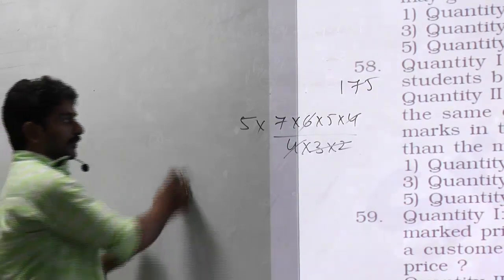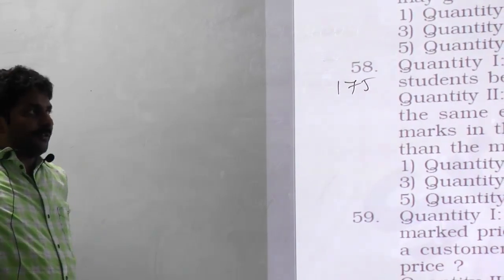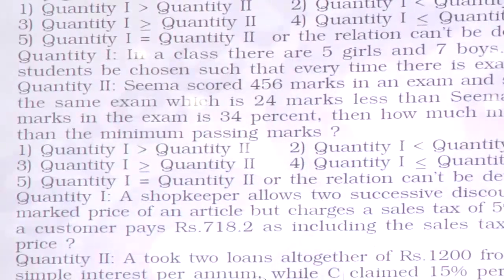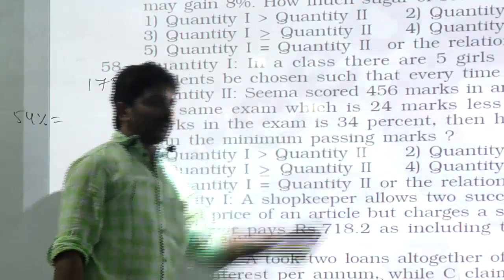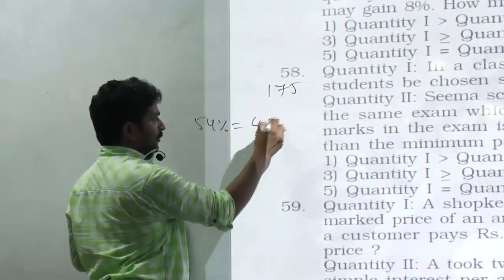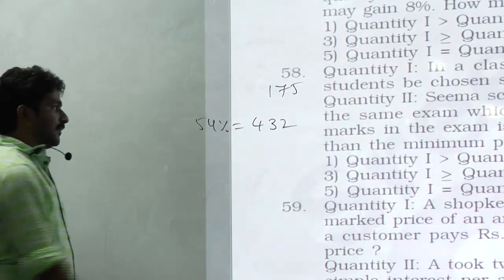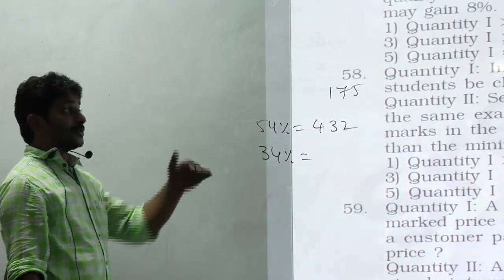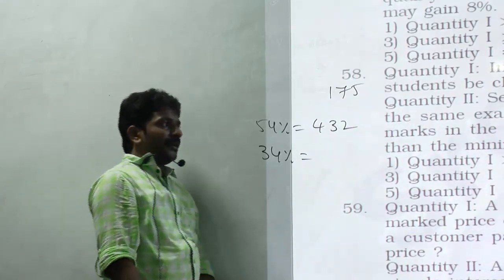Next, quantity 2. Seema scored 456 marks in an exam, and Sita got 54% of the marks in the same exam, which is 24 marks less than Seema. So 54% of the marks is equal to 456 minus 24, 432. So 54% is equal to 432. And if the minimum passing mark in the exam is 34%, then how much more marks did Seema score than the minimum passing mark? Right. You are asked about the difference.